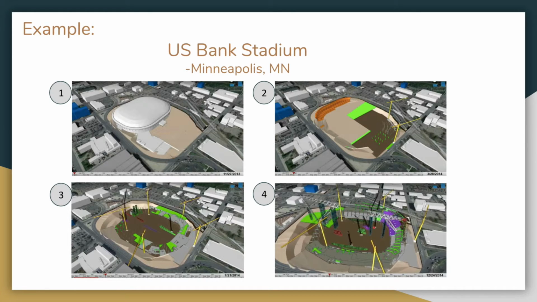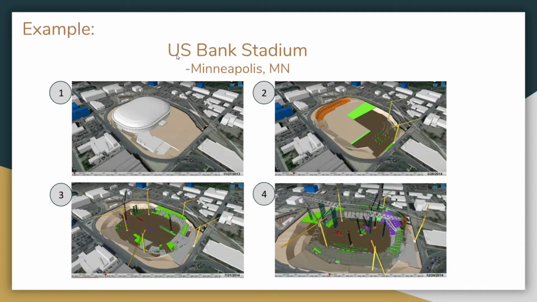So here we have a model of the U.S. Bank Stadium in Minneapolis, Minnesota. This was a project built by Mortenson Construction and was finished during the summer of 2016. As you can see here, BIM was used not only to show how the project would look when it was built, but also how they planned to schedule the various parts of the construction.